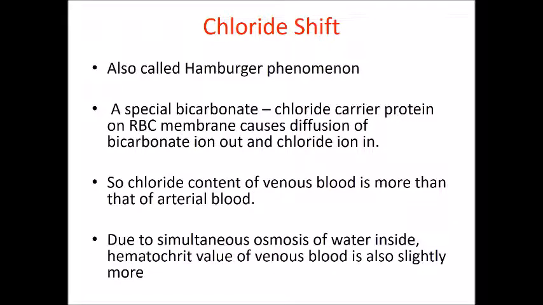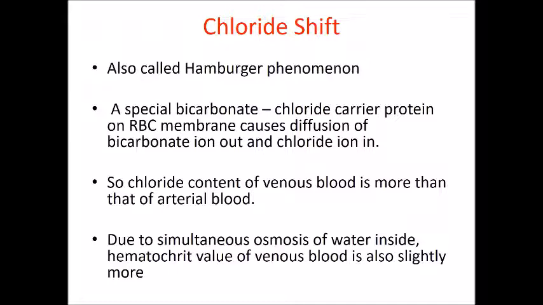This is a very important viva question, chloride shift. Another name is Hamburger's phenomenon. As we have shown in that last diagram, a special bicarbonate chloride carrier protein is present on the RBC membrane, which causes diffusion of the bicarbonate ion out and chloride ion in. So what happens? The chloride content of the venous blood is more than the chloride content of arterial blood.